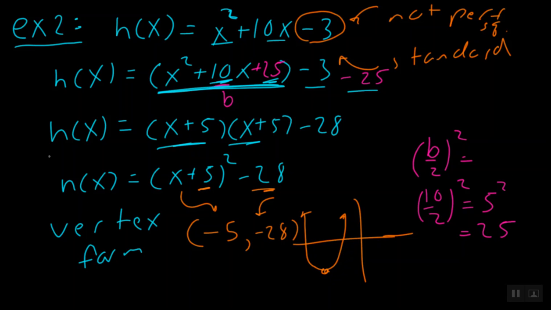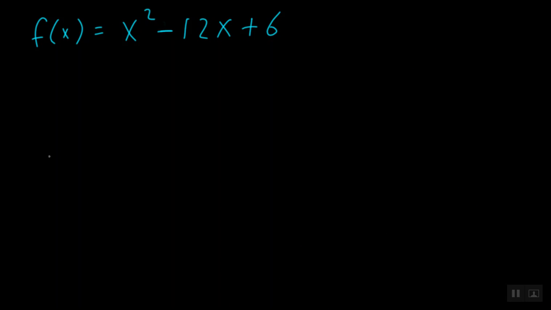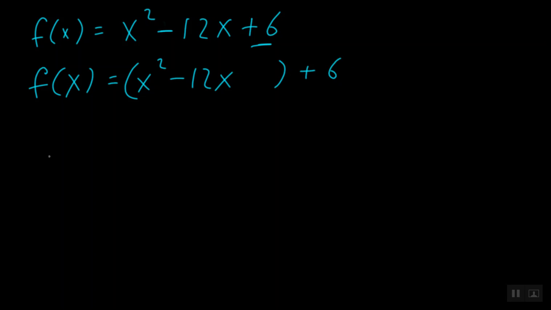Alright, y'all, we're going to complete the square speed run style. Let's check it out. That is not a perfect square, so I simply write f of x equals x squared minus 12x. I'll leave a space, and I write my plus 6. We know that our trick is b over 2 squared, where our b term is that negative 12, so I write negative 12 over 2 squared.